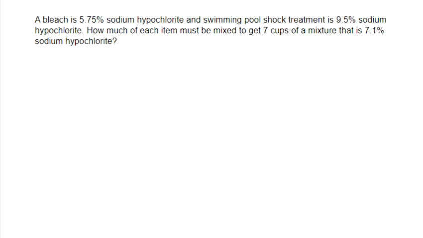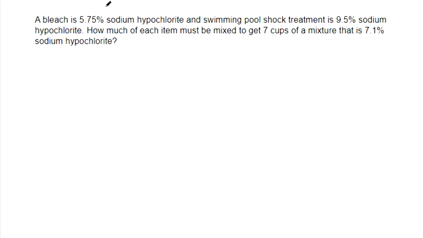Okay, so there's a bleach that's 5.75% sodium hypochlorite, and swimming pool shock treatment that's 9.5% sodium hypochlorite. How much of each item must be mixed to get 7 cups of a mixture that is 7.1% sodium hypochlorite? So we don't know how many cups of this one or how many cups of this one.